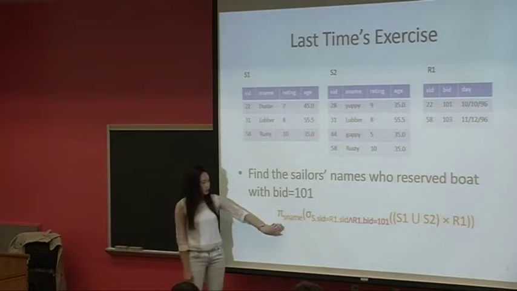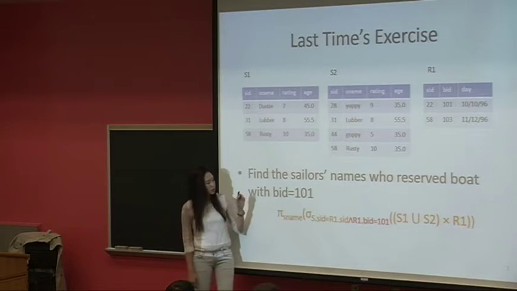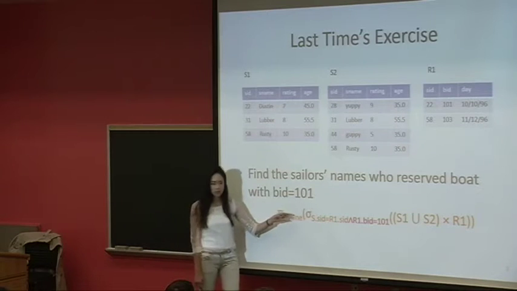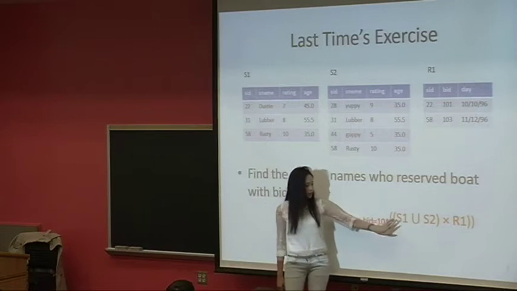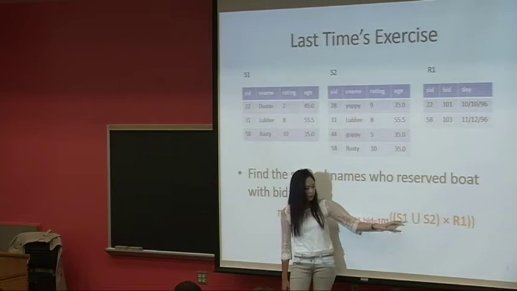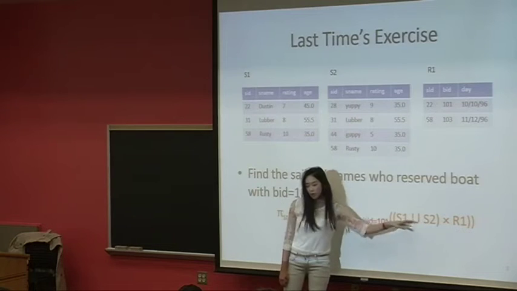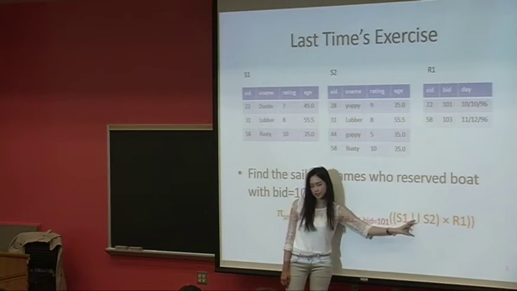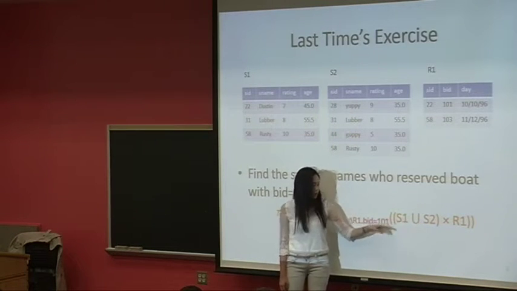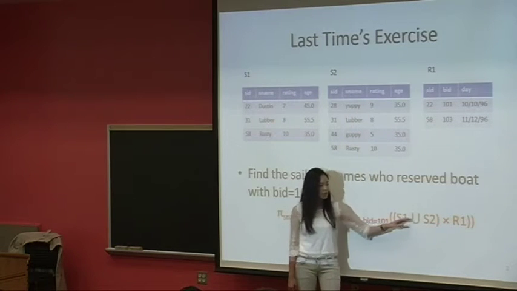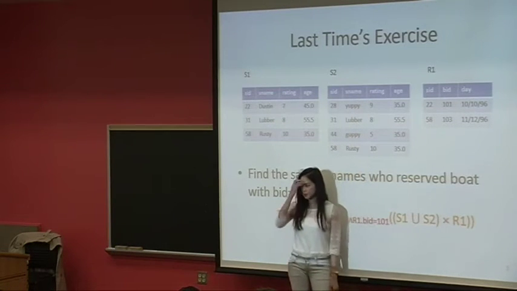So if we just look at this answer right here, we know the first thing we do is the innermost part of the parenthesis, right? So the first thing we do is the union between instance S1 for sailor and instance S2 for sailor, that gives us all of the sailors in S1 and S2. That's what union does. And why did we take a cross product between this and the reserve table?